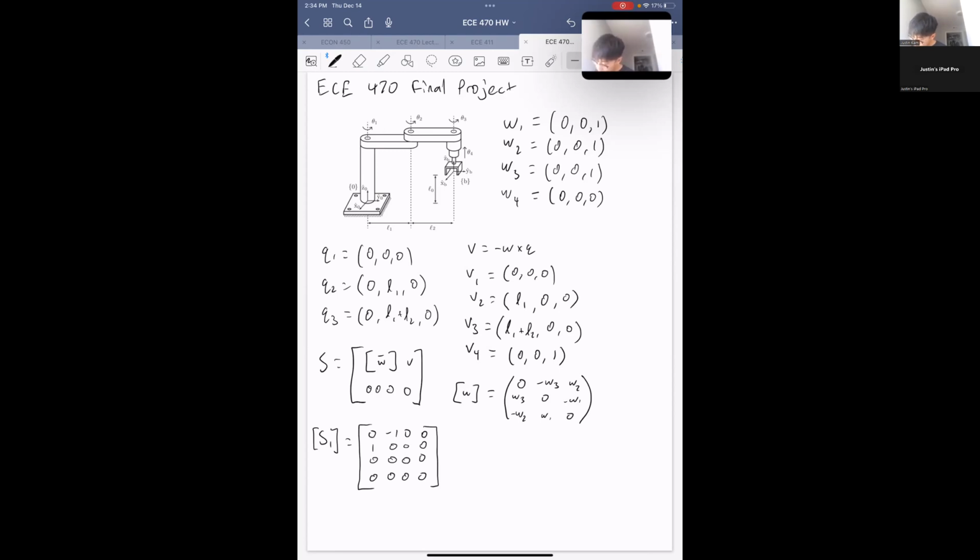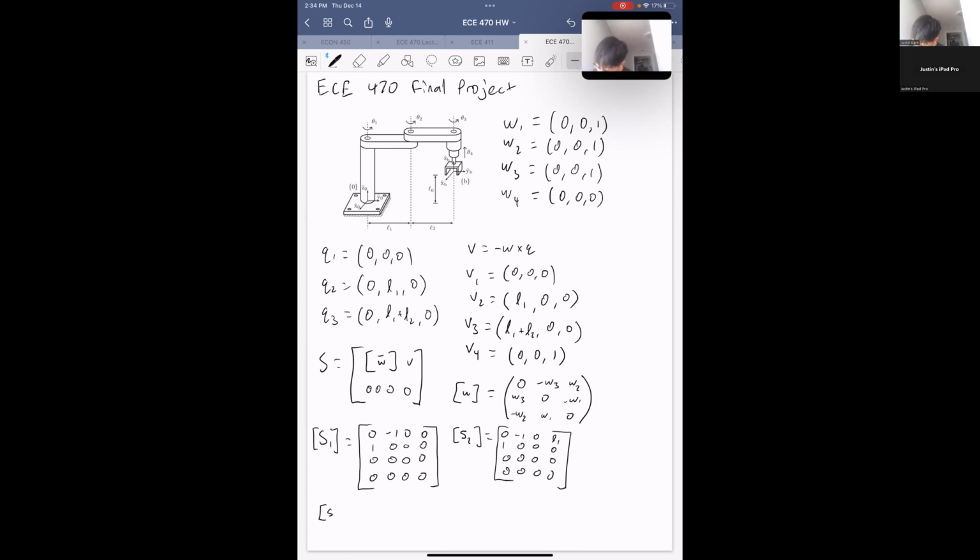Now S2. We'll do the same thing. The omega matrix is going to be the same again because the omegas are all the same. So it's 0, negative 1, 0, 0. Oh, not 0. 1, 0, 0, 0, 0, 0. Now instead, V2 is going to be L1, 0, 0, 0, 0, 0, 0.